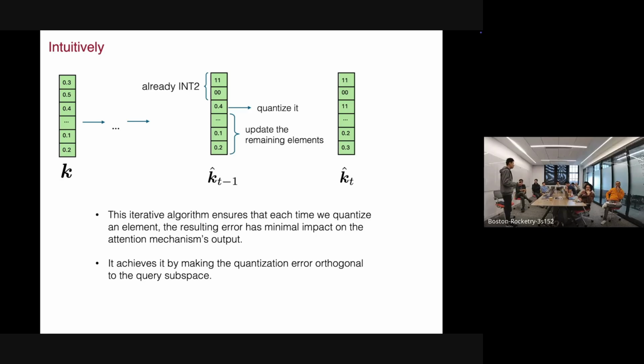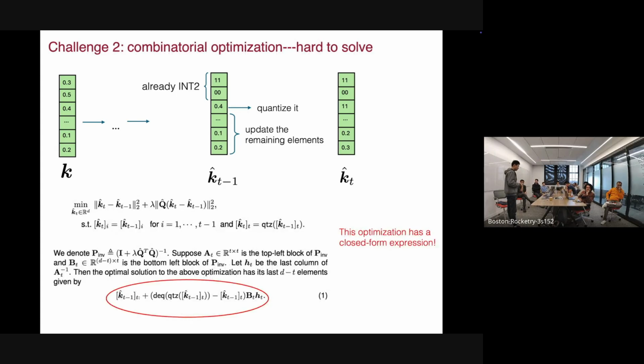But if you ask me to explain our algorithm in the most intuitive language, here's what I would tell you. What this iterative algorithm does is ensure that every time we quantize one element of the key tensor, the resulting quantization error has minimum impact on the attention mechanism's output. That's achieved by the second term in your objective function, which is the orthogonality regularization term.